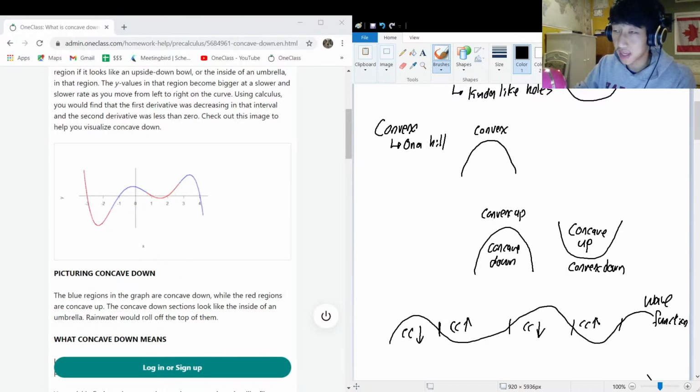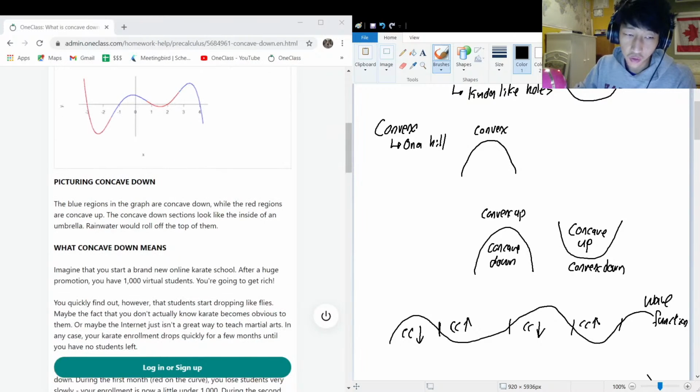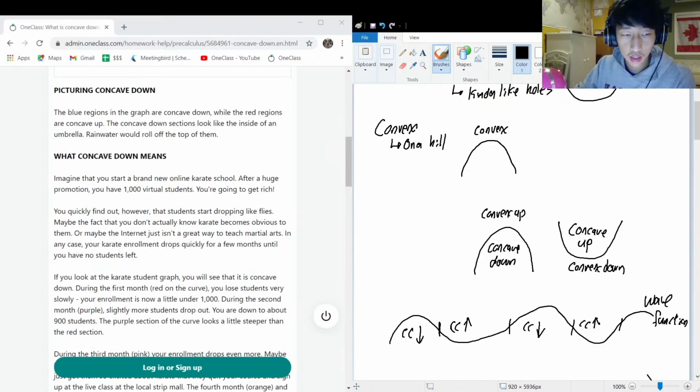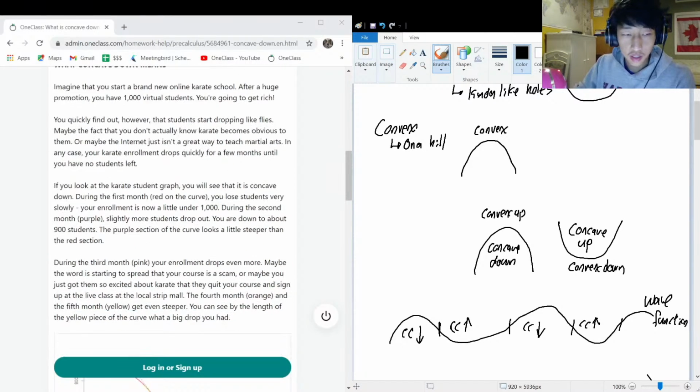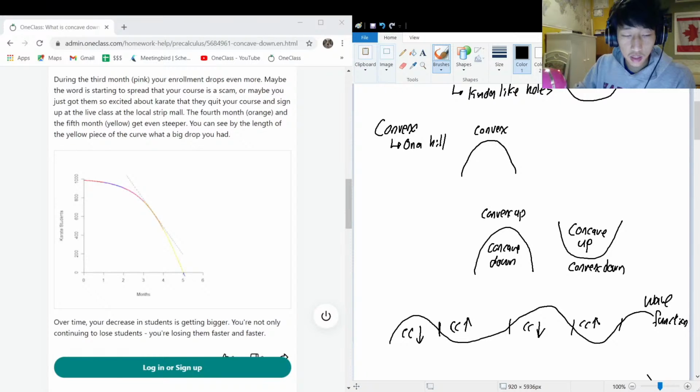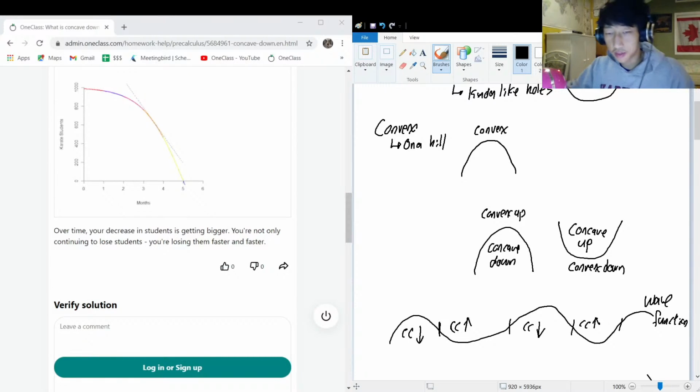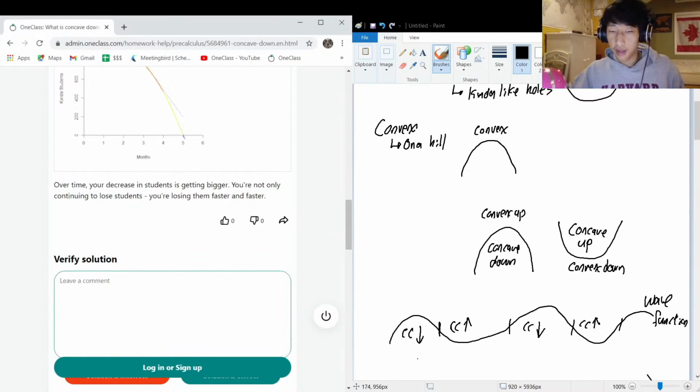Here's a great example of a function that does have some concave up sections in red and some concave down sections which are in blue. This is a great visual of this. And of course, what is representing this wave could be position. It could be anything that you choose: your excitement level, your income. It could be whatever property that you choose.